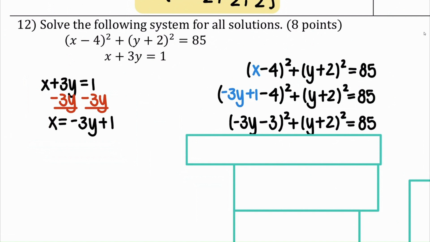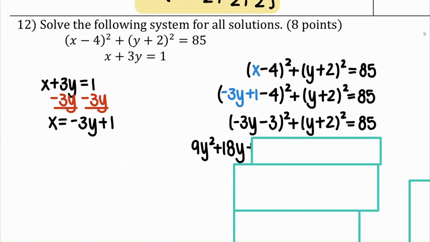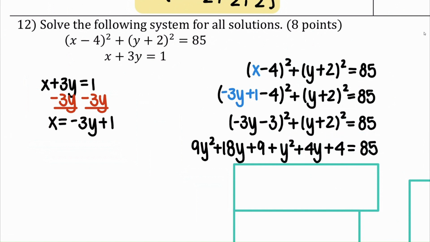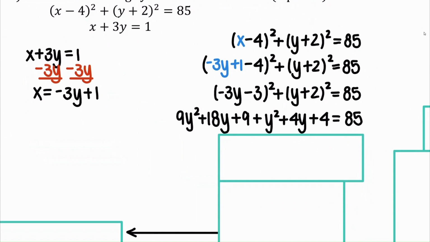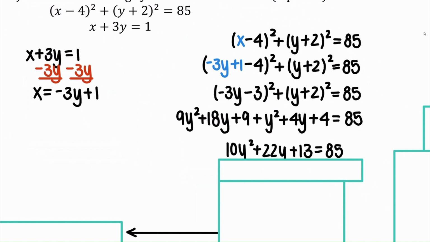And again, we cannot distribute exponents. We have to multiply it out. So this is going to give us positive 9y squared plus 18y plus 9 for the first binomial squared. And in the second one, y plus 2 squared will give us y squared plus 4y plus 4, and then equals 85. So from here, let's combine like terms on the left side, giving us 10y squared plus 22y plus 13 equals 85.